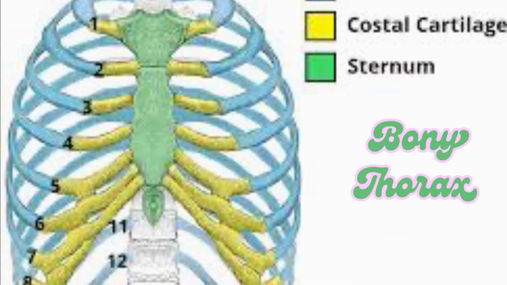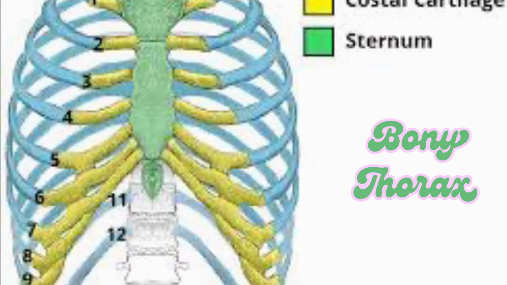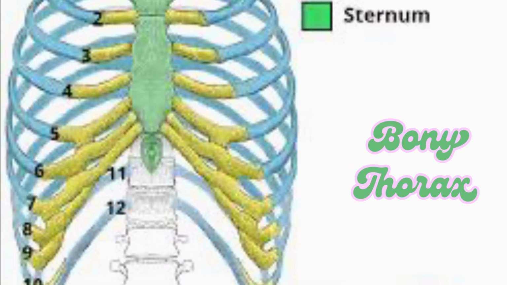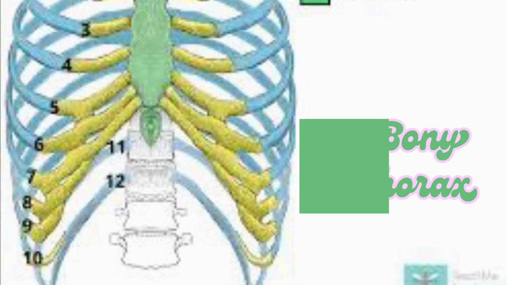The bony thorax is made up of the sternum and the ribs. The sternum is the breastbone, and the ribs consist of 24 ribs or 12 pairs of ribs.